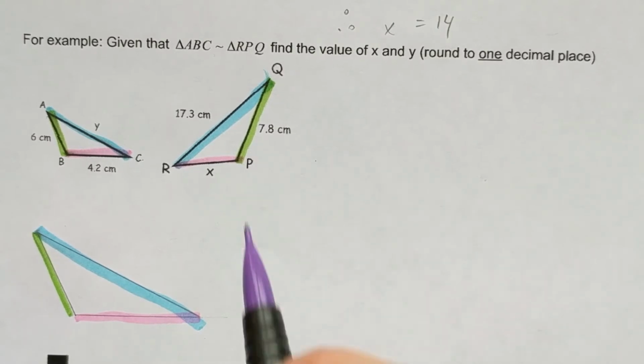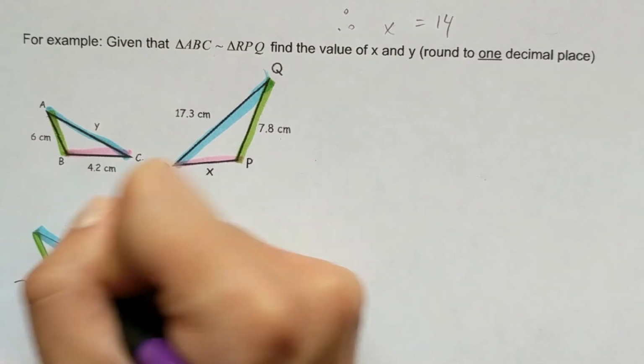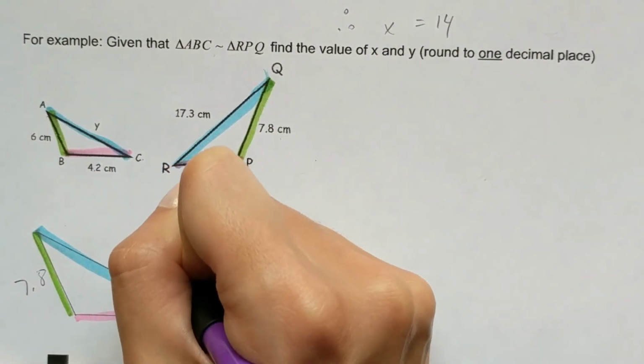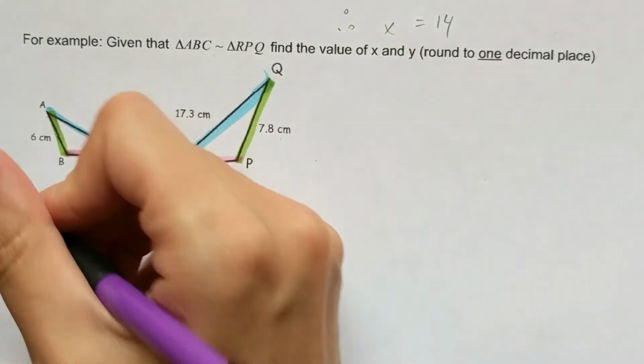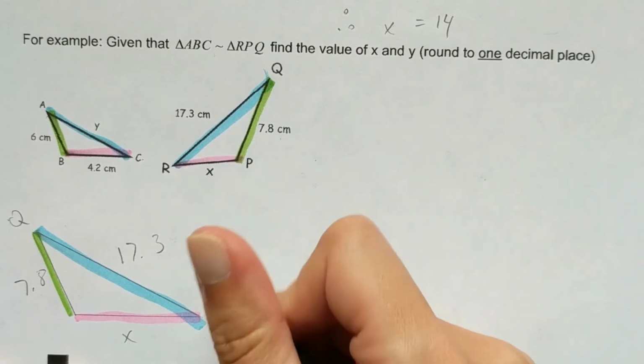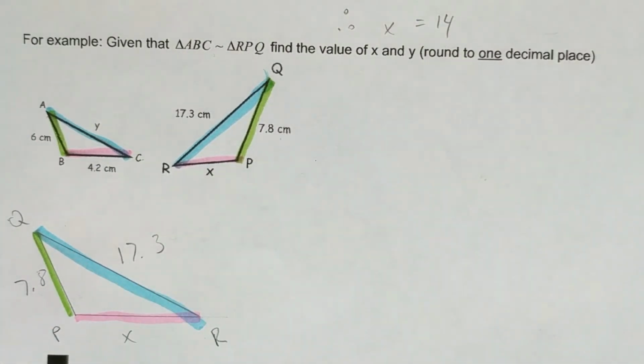I can then match up my side information, so green was 7.8, blue is 17.3, and X is pink, and then finally I can just relabel. Q is going to be up here, R is going to be down here, and P will be in our bottom left-hand corner.